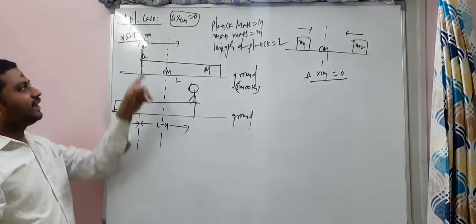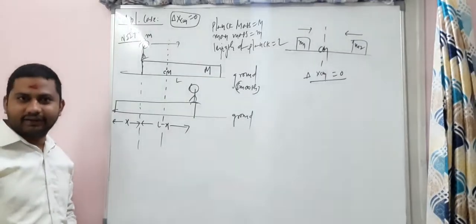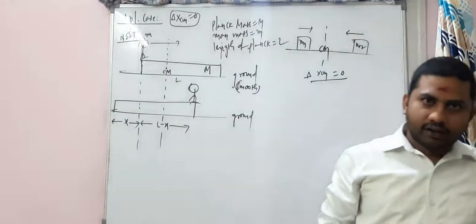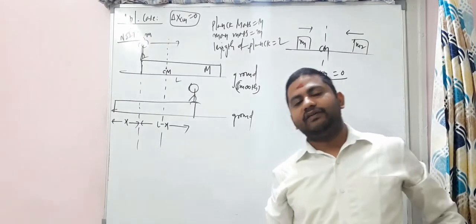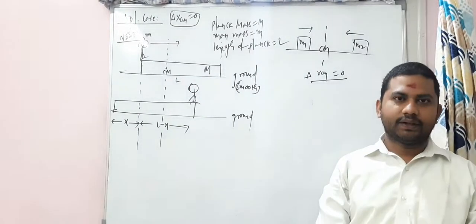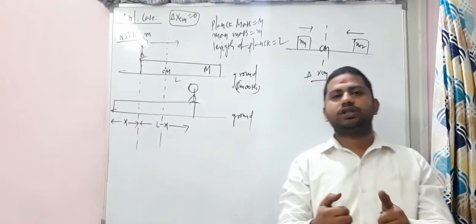Initial position of the person here, final position here. Understand? What is the distance travelled by the man? Tell me now. When we are looking from the ground, what is the distance travelled by the man? This is the logic behind this.